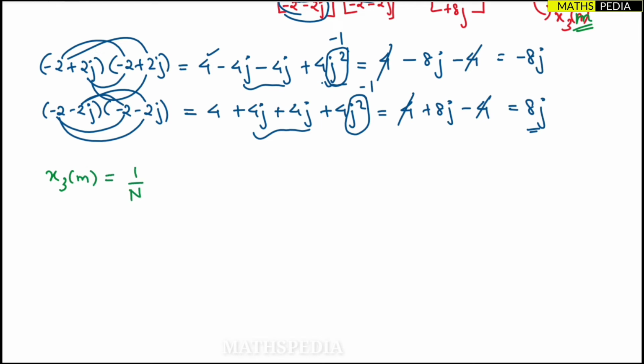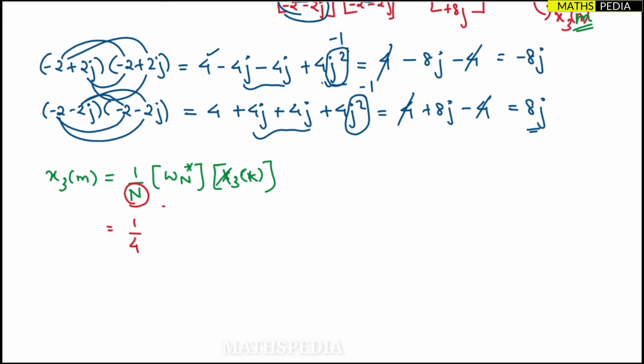How to find out IDFT? 1 by N into WN matrix, but you have to take here the conjugate. Remember this, conjugate into matrix of x3 of k. Okay, now what is N here? N is nothing but 4, right? So it will be 1 by 4.